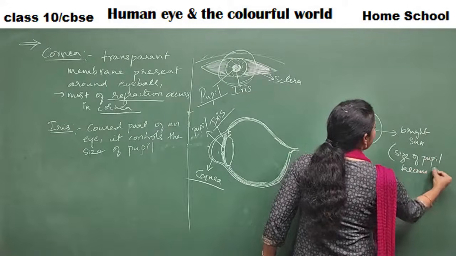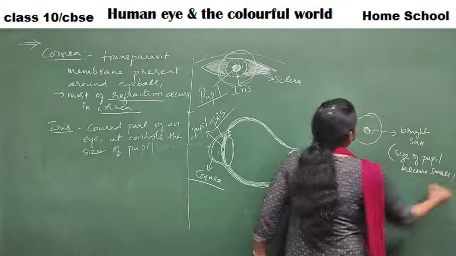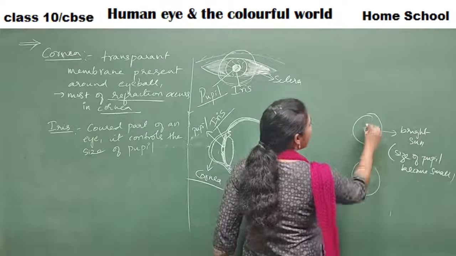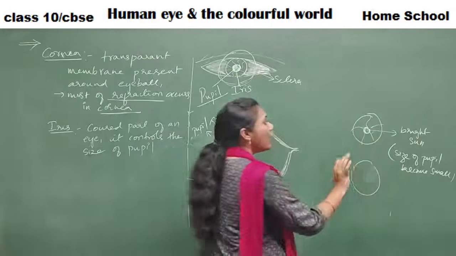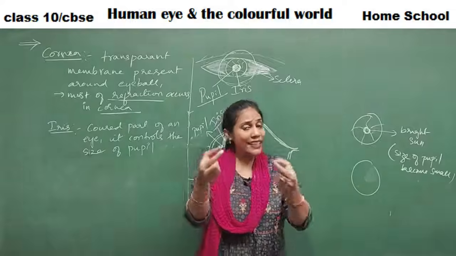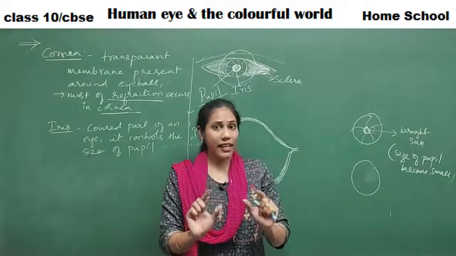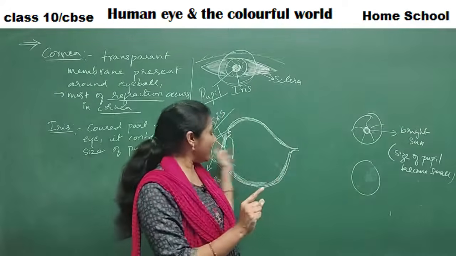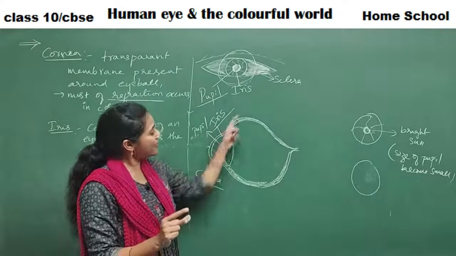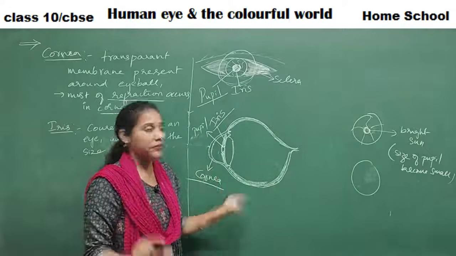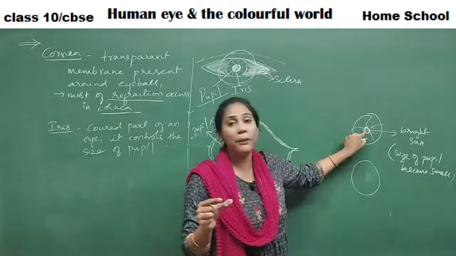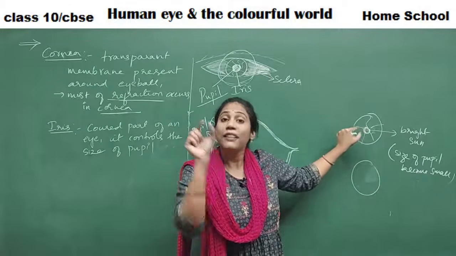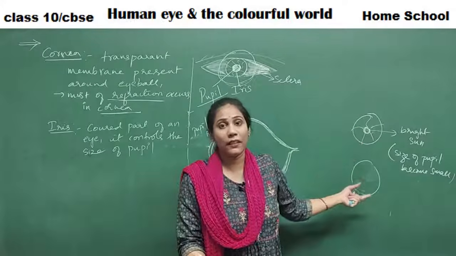Try to remember this. And in a brighter setting, this is your iris, this is your pupil. It has become very small, so that very little light can enter into your eye. When lots of light rays enter into your eye, the cells of the eye will get damaged. That's the reason the iris will control the size of the pupil. The iris will make the pupil size very, very small here.